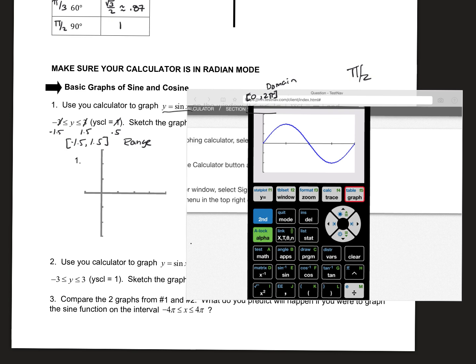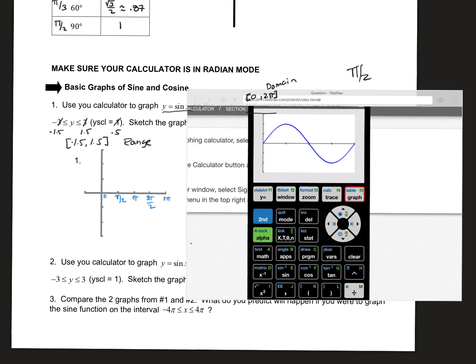It's already ticked off for us on a tick mark. So we're going to start at zeros here. This is pi over 2. This is pi. This is 3 pi over 2. And this is 2 pi.